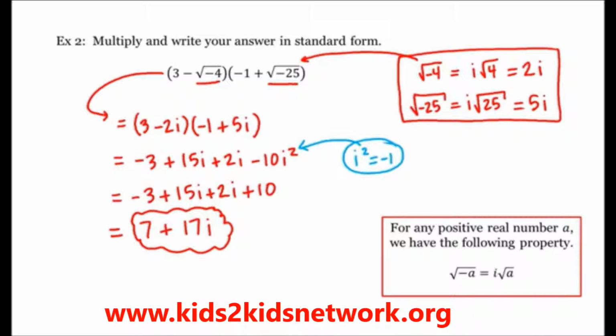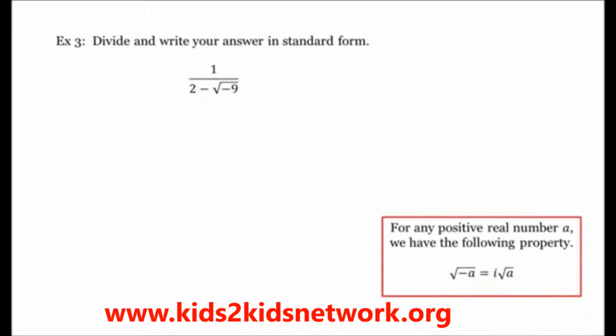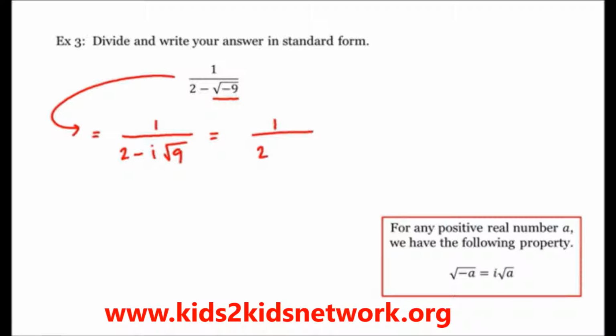All right, let's see one more example. Let's divide and write our answer in standard form. Again, we're going to use this property here on this square root of negative 9. That is, this is equal to 1 divided by 2 minus i times the square root of 9, which is equal to 1 divided by 2 minus 3i. And now we need to multiply both the numerator and denominator by the conjugate of the denominator, which is 2 plus 3i.